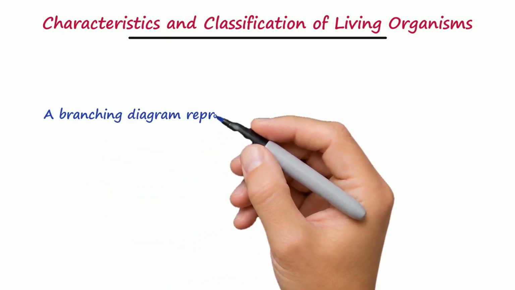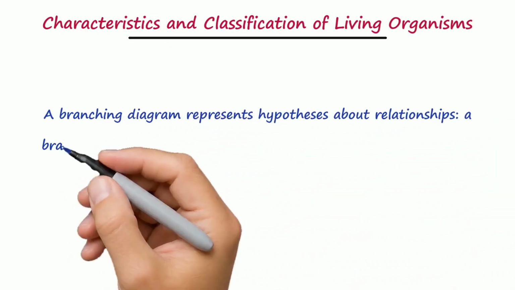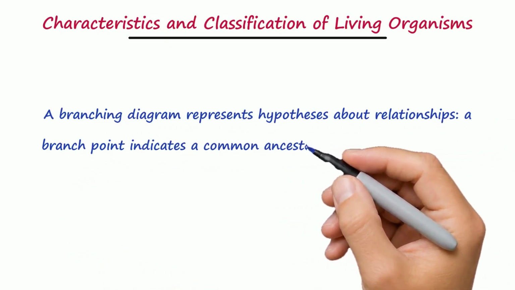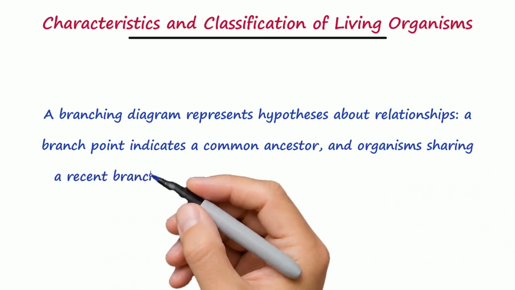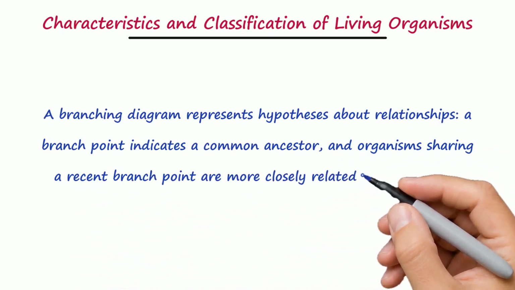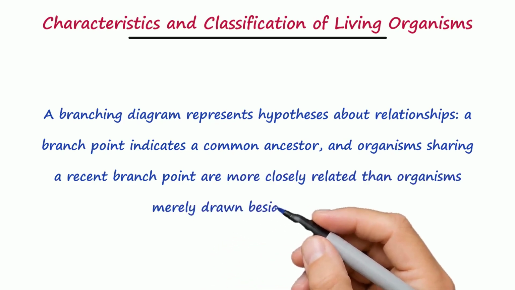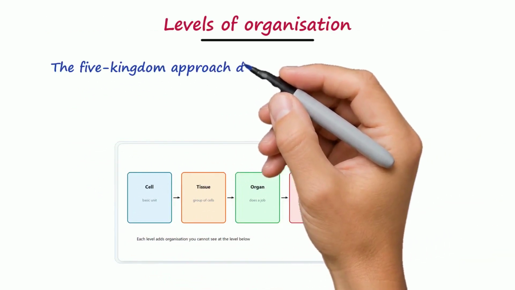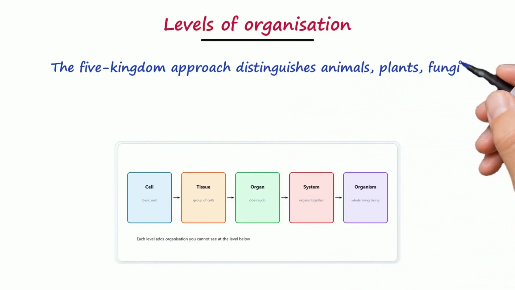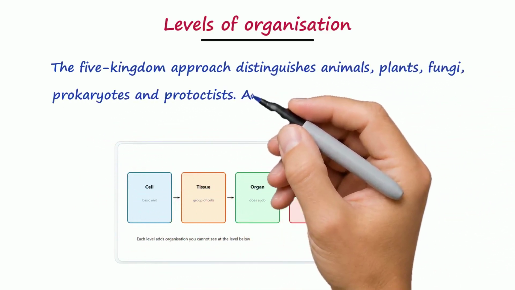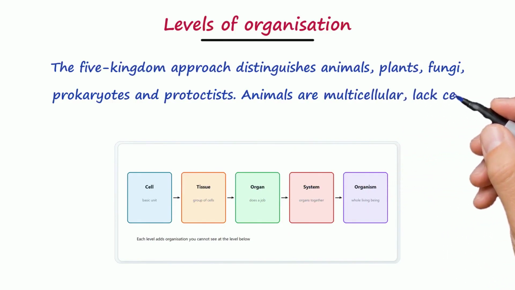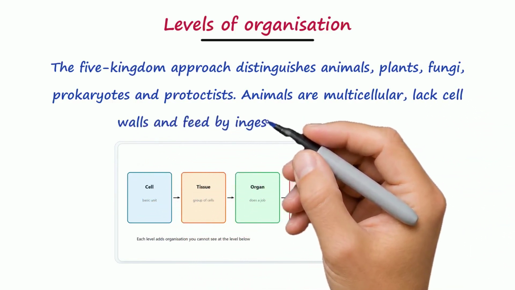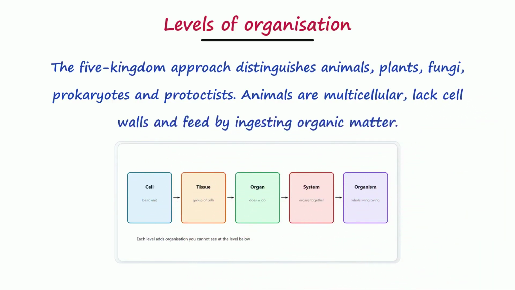A branching diagram represents hypotheses about relationships. A branch point indicates a common ancestor, and organisms sharing a recent branch point are more closely related than organisms merely drawn beside each other. The 5-kingdom approach distinguishes animals, plants, fungi, prokaryotes, and prototists. Animals are multicellular, lack cell walls, and feed by ingesting organic matter.